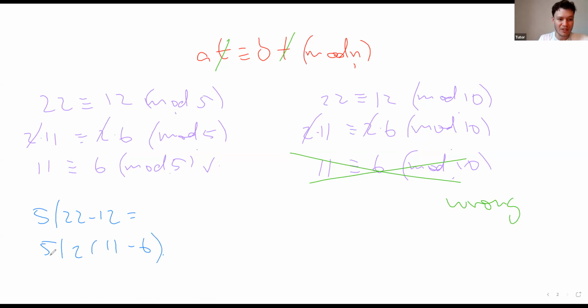And now look at this, because 5 and 2 don't have anything in common, I can simplify the 2. So simplifying the 2 in here just means I simplify the 2 in here, and I get that 11 is congruent with 6 mod 5.